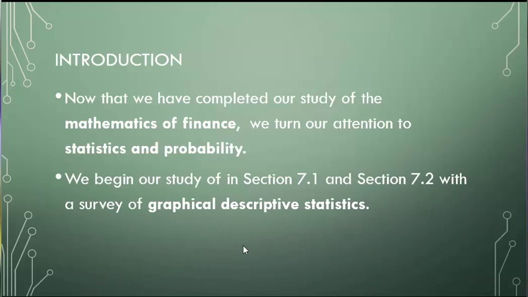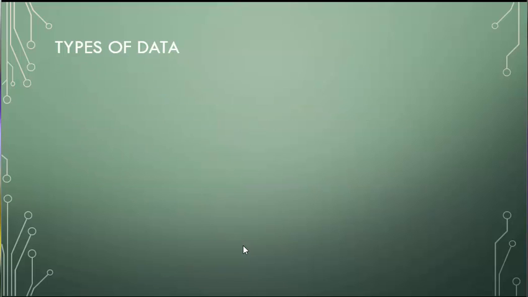And we'll begin our study in the first two sections of Chapter 7 with the branch of statistics called descriptive statistics, in particular, graphical descriptive statistics. And to do that, we have to talk about the different kinds of data that we're working with.